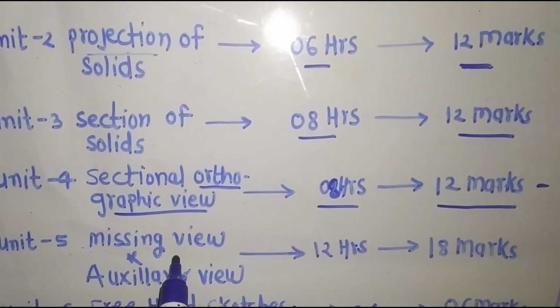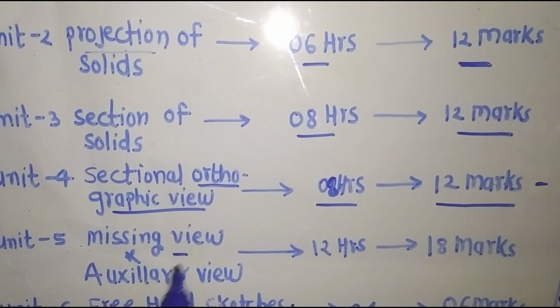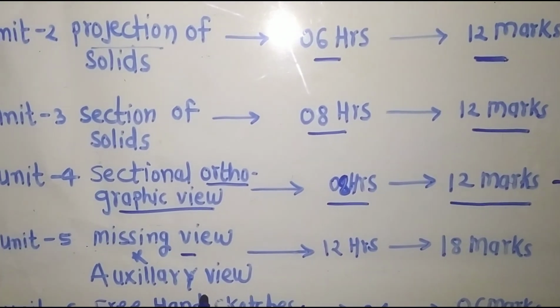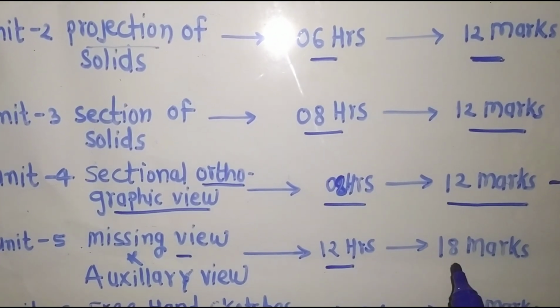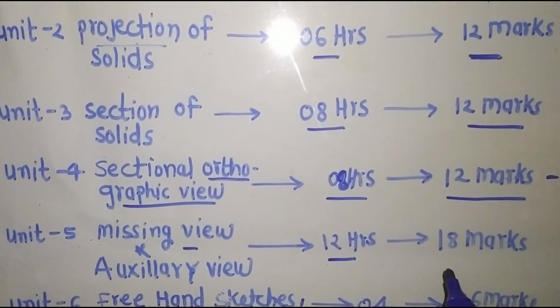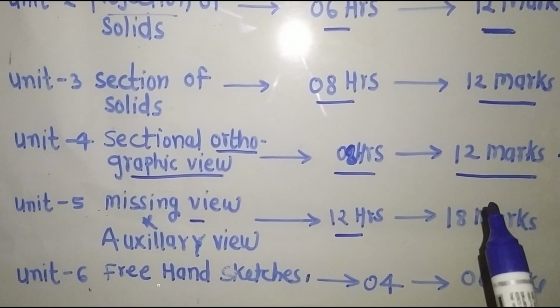This is also very familiar: Unit 5, missing view, that is the auxiliary view. And the auxiliary view is for 12 marks. Two views are given, front view and top view. You have already studied the isometric view.